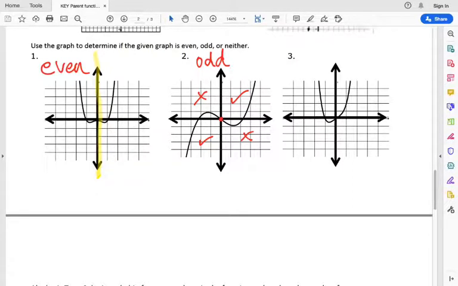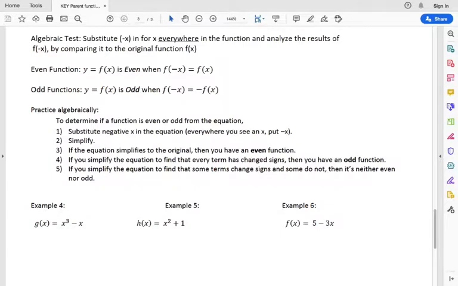On the third one, if you look at the y-axis, you definitely don't see a mirror image on either side of it. If you think about spinning it around the origin upside down, you definitely don't see the same thing. There's not the same thing in diagonal quadrants, so this would be considered neither. All right, let's do it algebraically. If you're going to do it algebraically, you're going to need to replace every x with a negative x to analyze it.